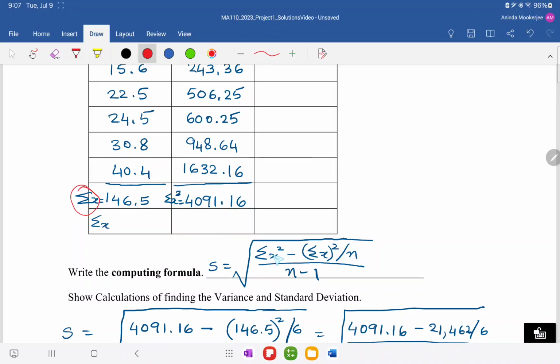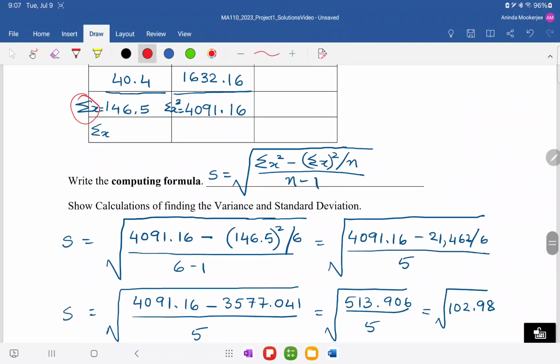All right, so sigma x squared is this sum total of the second column, 4091.16. That's the first term in the numerator, sigma x squared, minus sigma x, the summed up x values, but we are going to square it based on this formula. We are going to have to square it, divided by n over n minus 1, and then we have to take the square root of the whole expression.